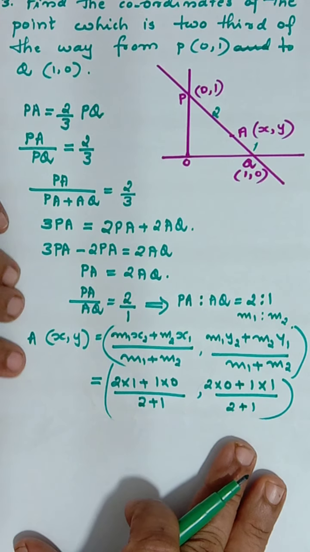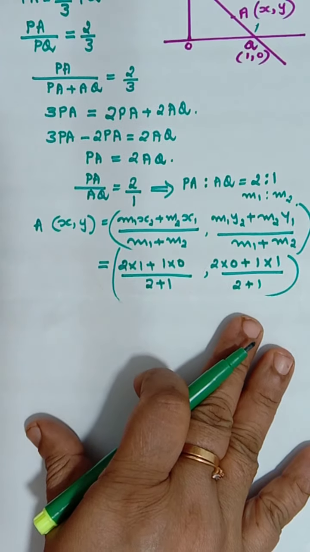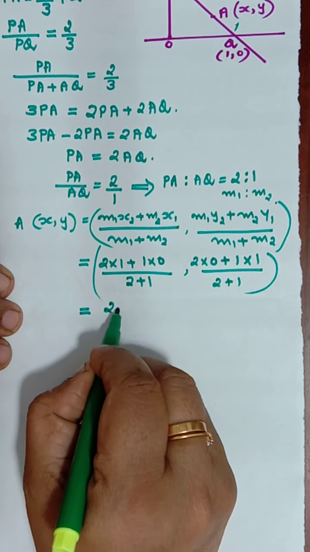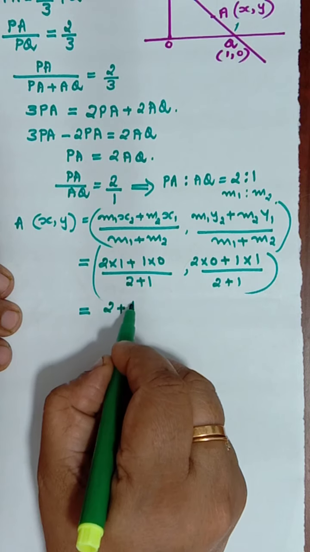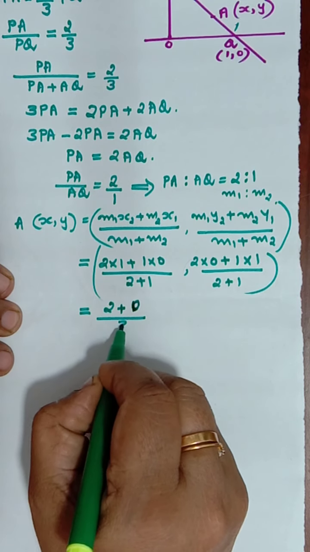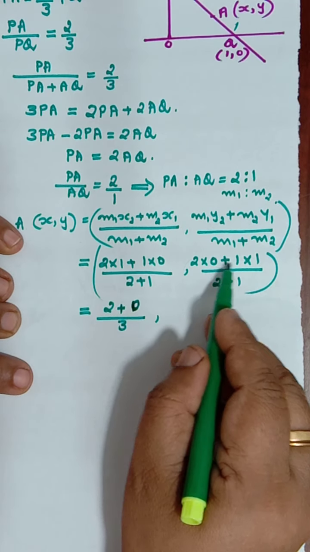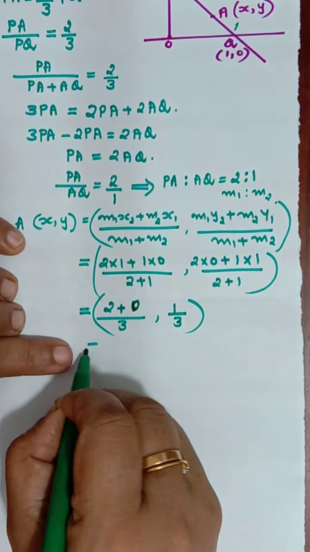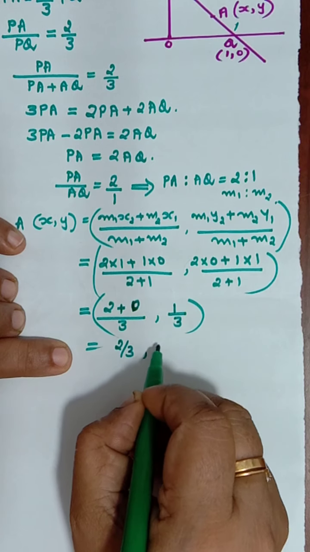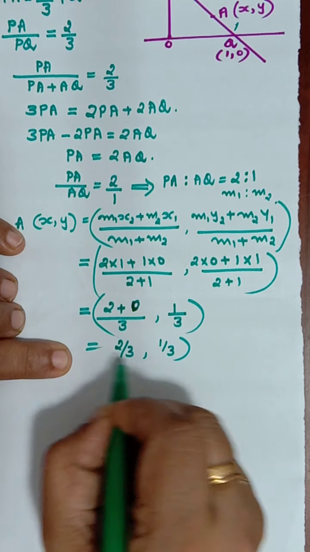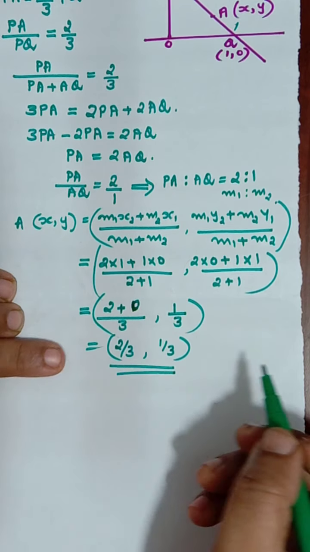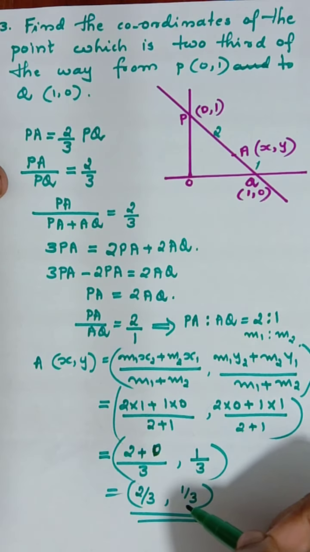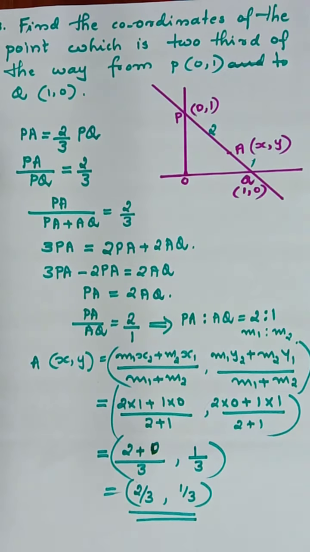So this is equal to, we'll write it, 2 into 1, 2, plus 1 into 0 is 0, divided by 3. 2 into 0, 0, plus 1 into 1, 1, divided by 3. So here we have 2 by 3 comma 1 by 3. That is the coordinate of A(x, y). A(x, y) is equal to 2 by 3 comma 1 by 3.